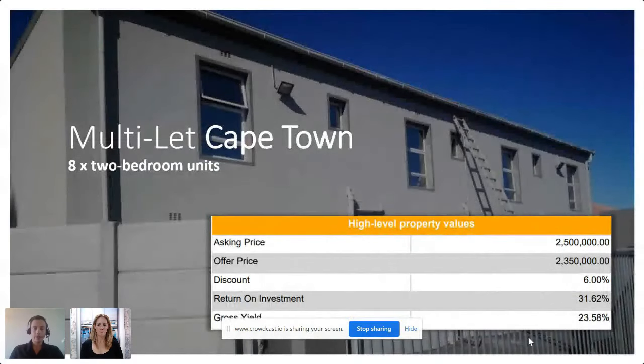So, the quick testimonial or case study of my using TPN. This was a deal brought to me by a sourcing agent. It's a block of flats, 8 two-bedroom units in Cape Town.